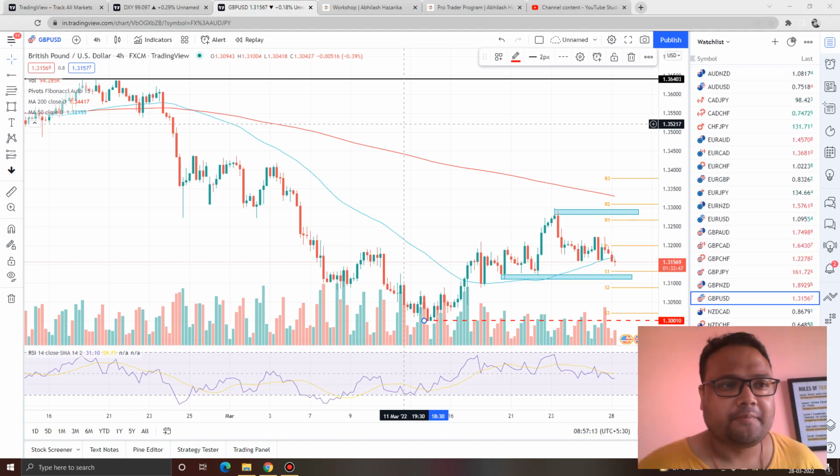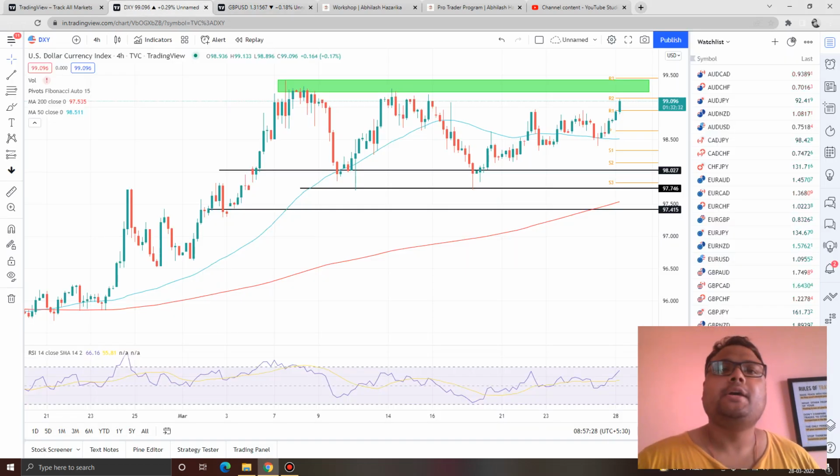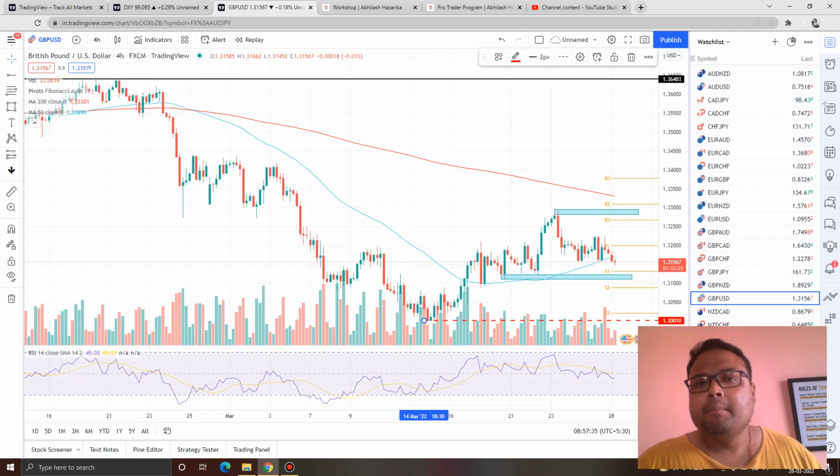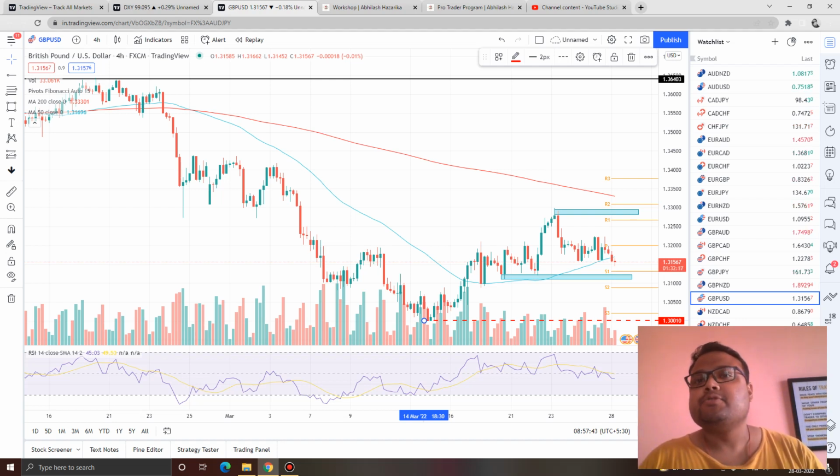So let's get started. This is the 4-hour chart of GBP USD in front of us right now, and as we all know, since morning after the market opening on Monday, we are seeing some kind of bullishness on the chart of DXY. DXY is bullish. As a result, there is pressure on pairs like Euro USD, Gold USD, and GBP USD as well. But if you have watched my video that I uploaded on Saturday, then the overall setup is still very much valid, and to be honest, personally, my stance has not changed as well.